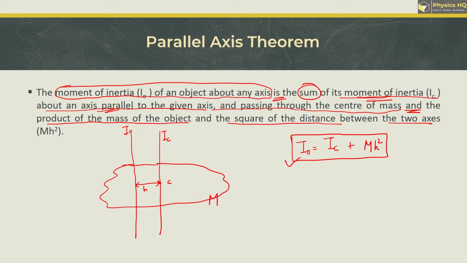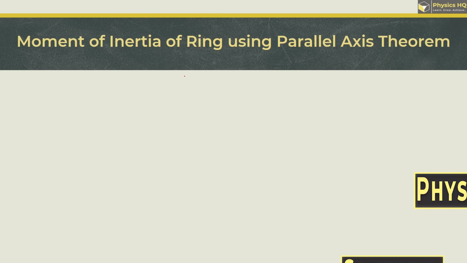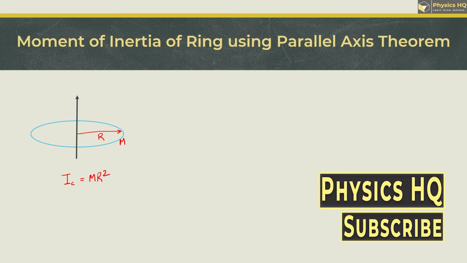Moment of inertia about any axis अगर आपको चाहिए, then what you need to have is moment of inertia about an axis which is parallel to this axis I0 and it should be passing through the center of mass. And second term क्या है, total mass of the object और दोनों axis के बीच के distance का square का product लेना है. Let us check out few examples. Moment of inertia of ring mr square.